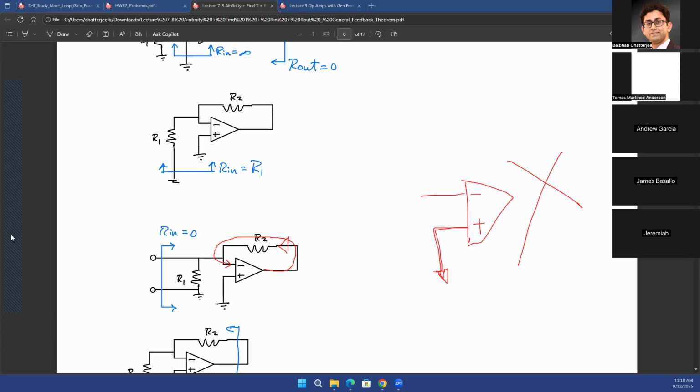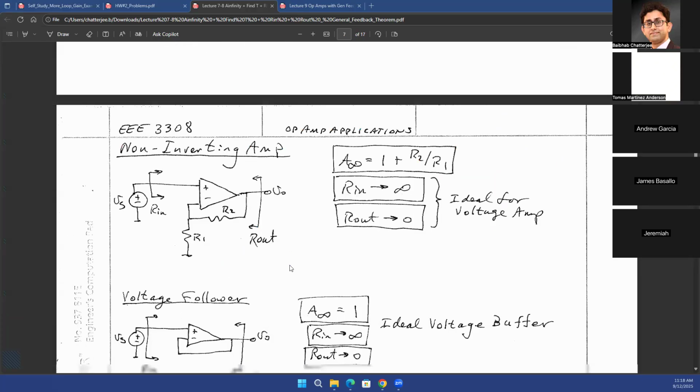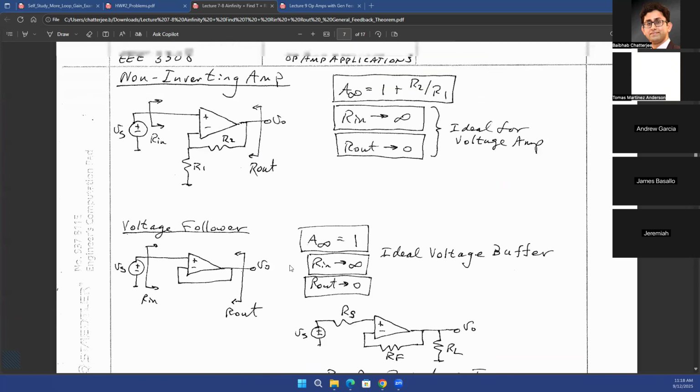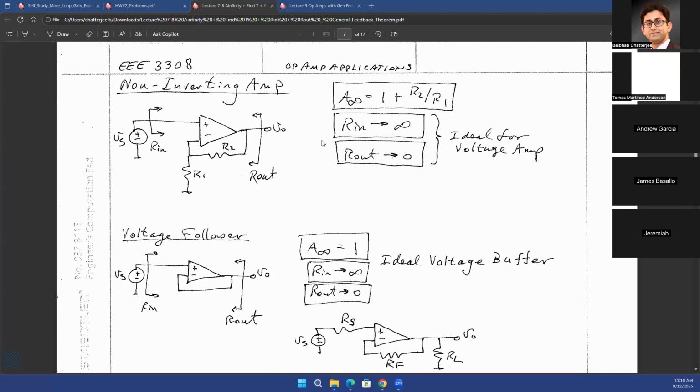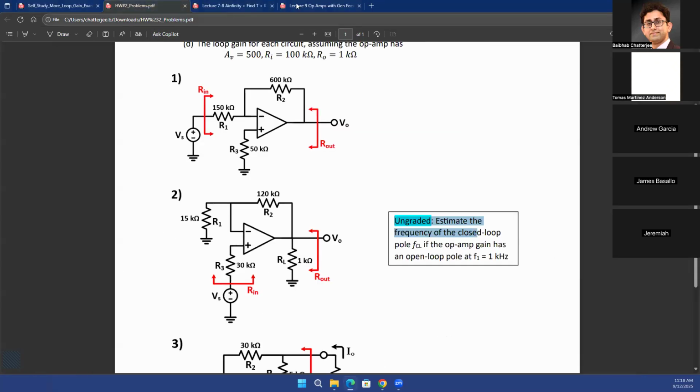Okay, so look at some of these examples. For example, for a non-inverting amplifier, I'll probably not go through all the examples, but please do it at your own pace. I have given multiple examples over here where you can find out what is the A infinity, R in and R out. That will help you solve the homework 2 problems.